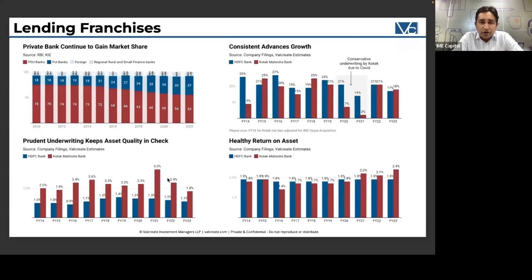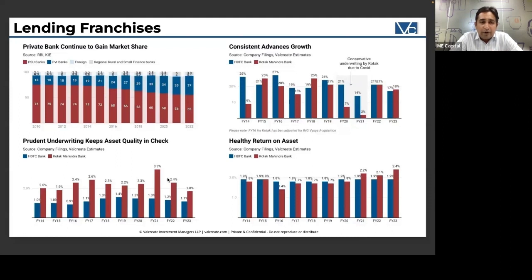Coming to lending franchises, this is really a play around the fact that there are certain very high quality lending franchises, and HDFC Bank and Kotak Mahindra are very good examples of the same, that have just been consistently, year after year, able to grow at a very healthy clip and avoid any major accidents in terms of corporate quality or asset quality.